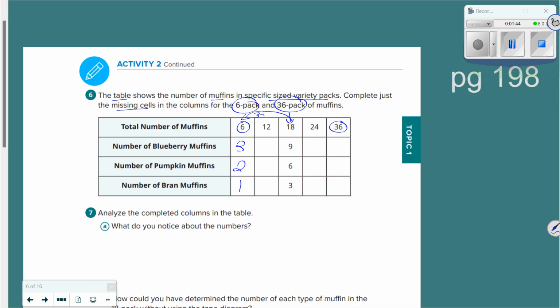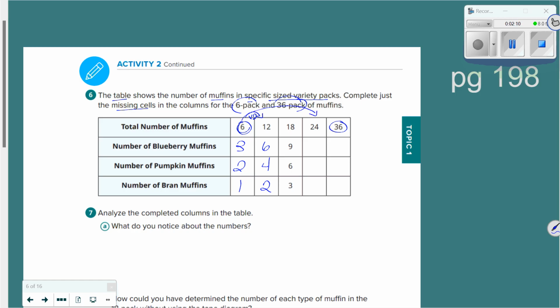Now, using the information at the beginning of my table, can I do something to 6 to get to all of the other numbers in my table? All right, what would I do to 6 to get to 12? Times 2. So 3 times 2 is? 2 times 2 is? 4. And 1 times 2 is? 2. All right, can I do something to 6 to get to 24 evenly?